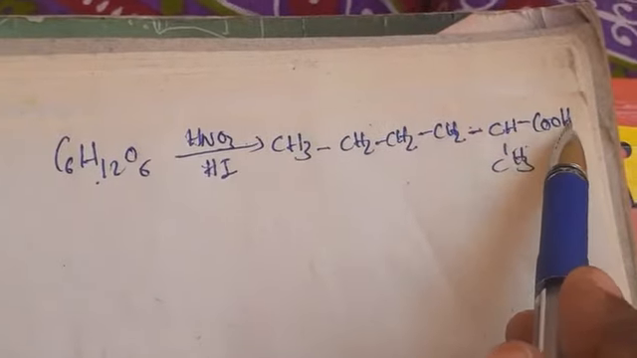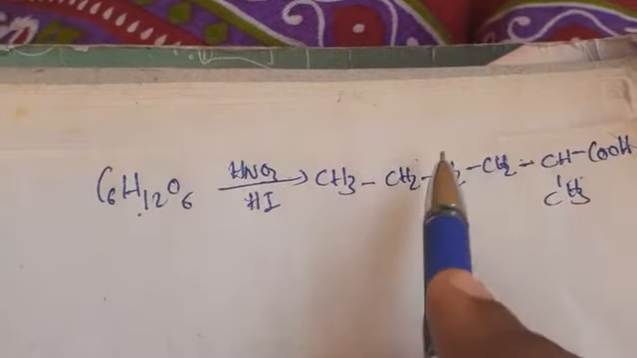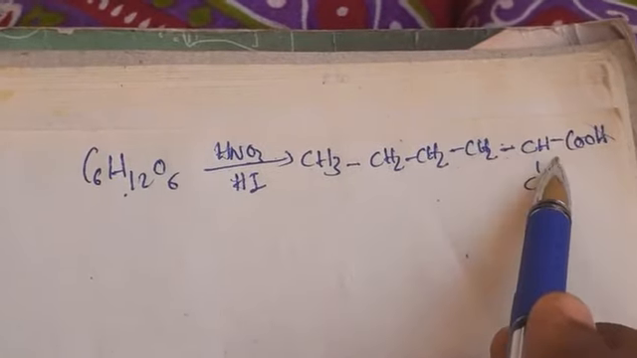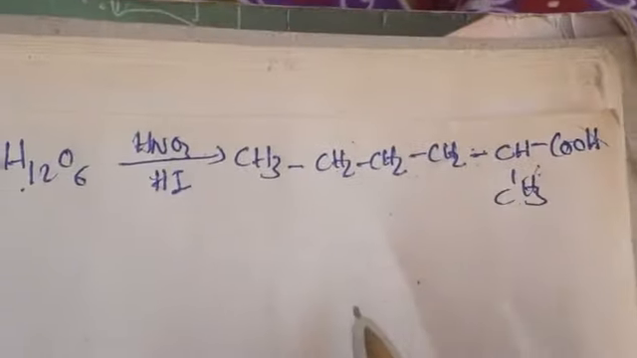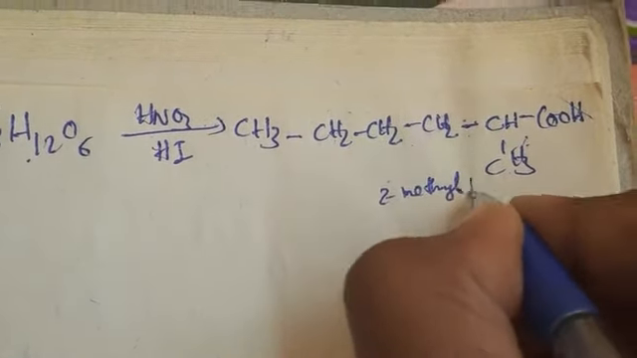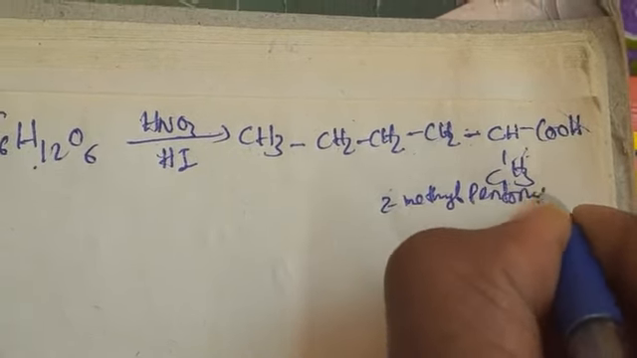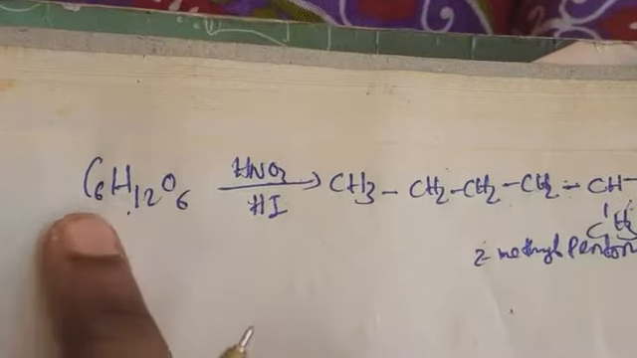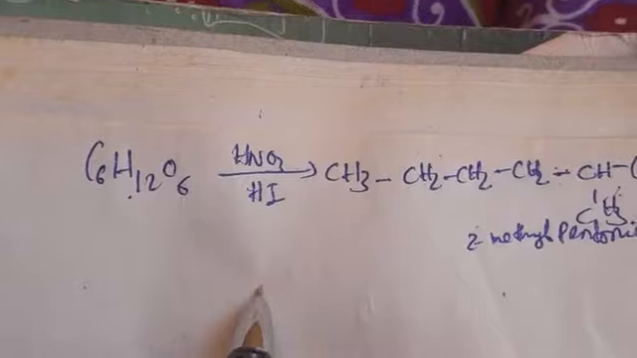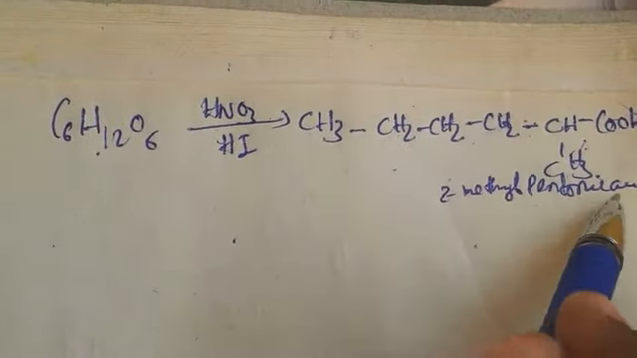4, 5, 6 total. So this indicates the presence of, means total how many, 1, 2, 3, 4, 5. So 2-methyl pentanoic acid. Okay, so when fructose is treated with HNO3 and HI, it gives 2-methyl pentanoic acid.